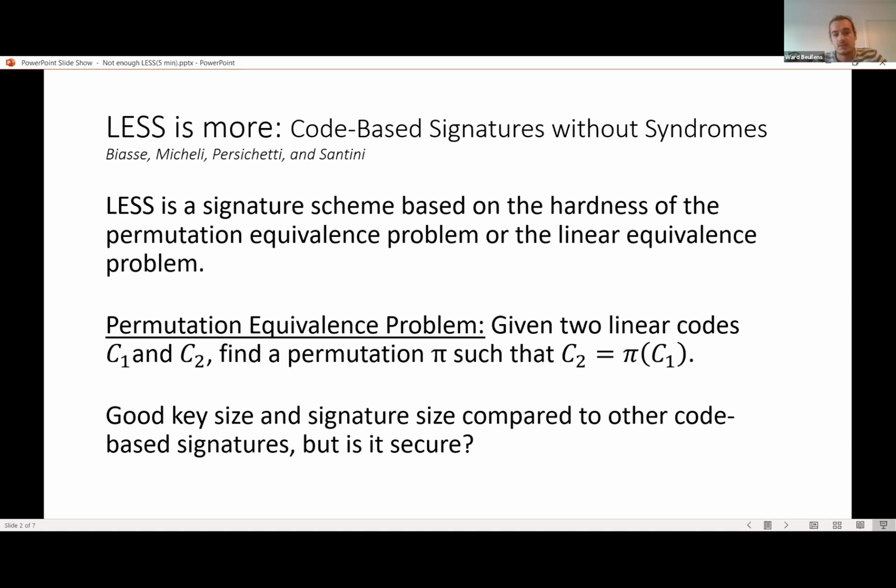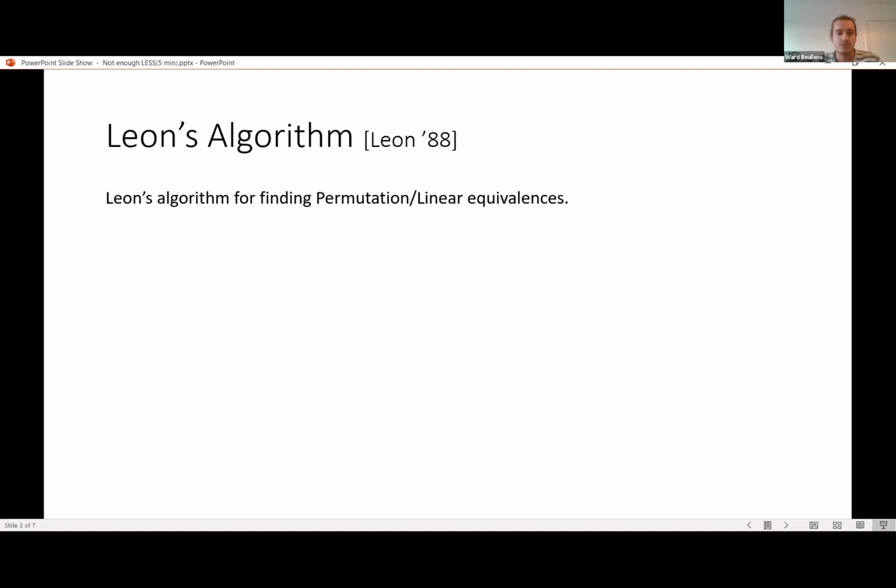And this gives very nice key sizes and signature sizes compared to other code-based signature schemes. So this is very promising, but of course the question is if it's secure, because if it's too good to be true, then it's a good target for cryptanalysis. So that was the goal of my work, to try to break some of the parameter sets that they proposed. And we're going to start by looking at one of the existing algorithms to solve the permutation equivalence problem.